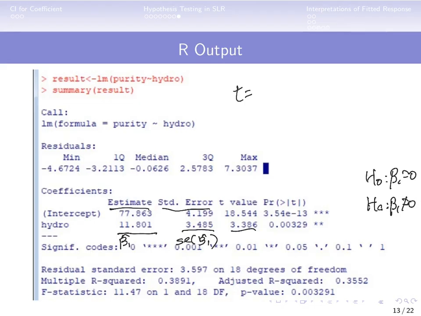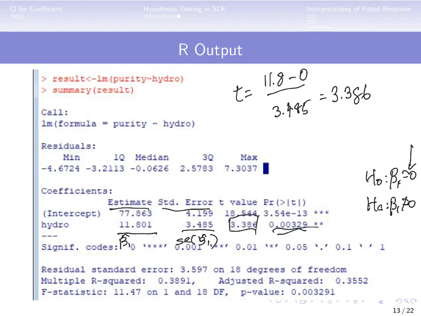Right, so if you want to do a test other than these two, suppose you don't want to test whether it's 0 or not, but maybe whether it's 5 or not, then you have to calculate that on your own. Test statistic, right, the estimate, beta 1 hat, minus the null value, which is 0, divided by the standard error, 3.485, and you work that out. That should give you this 3.386, right? So that's how that's found.